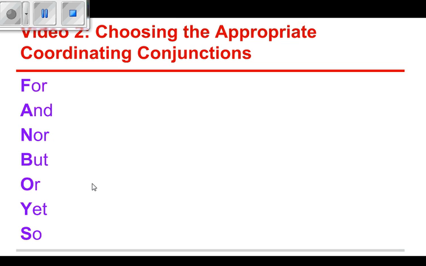In review, a coordinating conjunction can connect two independent clauses. So the next examples that I give you will be two independent clauses connected by one of these FANBOYS. But how do we know which one to choose? Well, let's start with for.